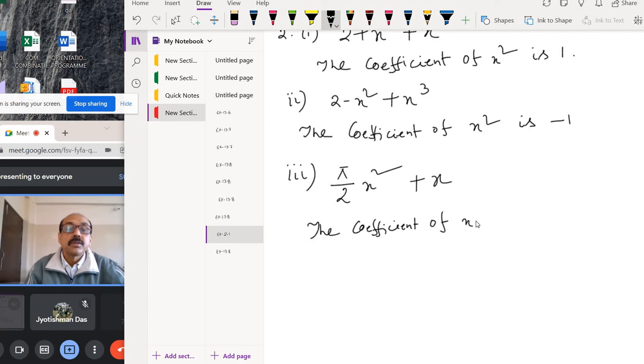The coefficient of x square in this question is pi by 2. With x square, pi by 2 is present, pi by 2 into x square. So the coefficient of x square is pi by 2. X is the variable, the exponent is 2, so it is a polynomial. Okay, clear this one? Hello. Yes, sir.